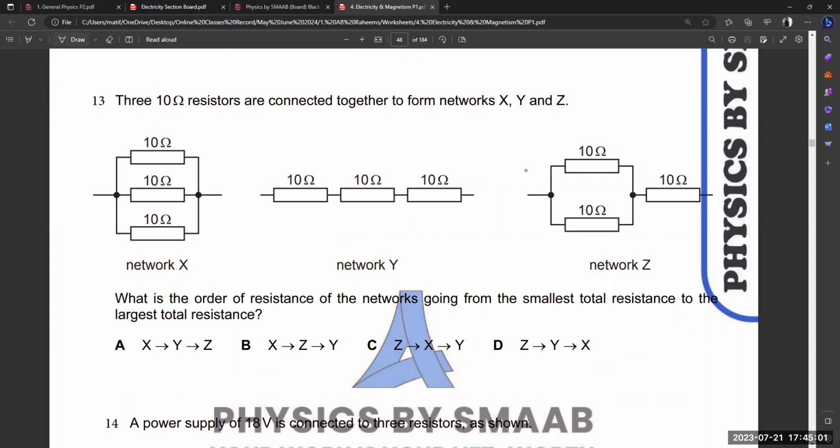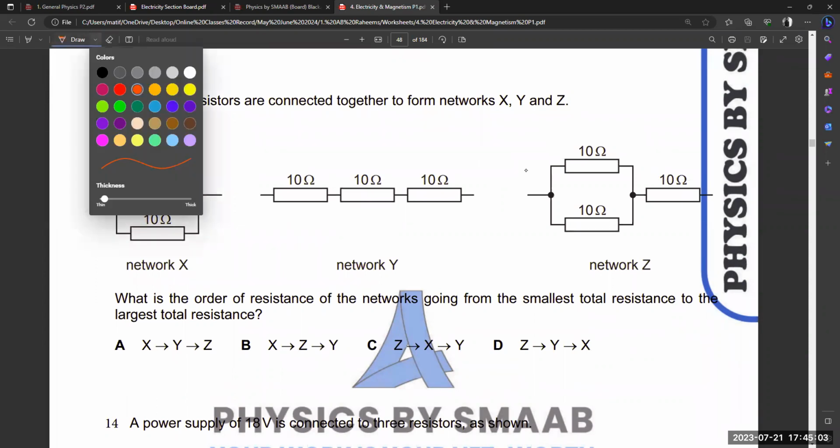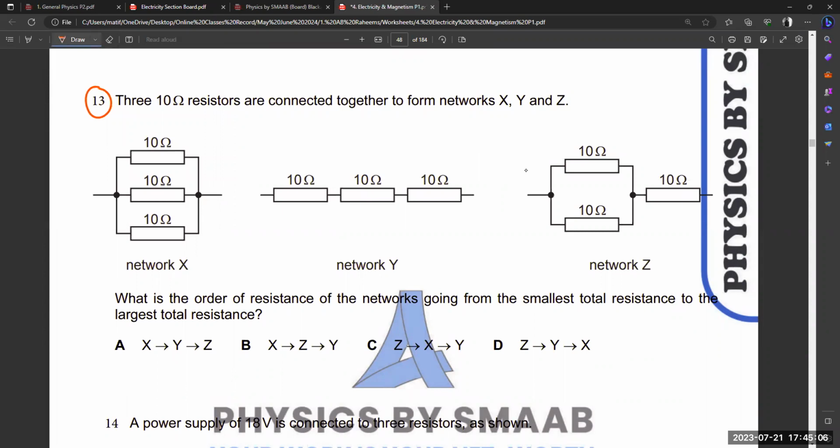Okay, now this is the first question, question number 13. In this question there are three different networks. The first one is network X, second one is network Y, third one is network Z, and there are different combinations, right? You need to find the order of resistance of the networks from smallest total resistance to the largest. So you need to find the equivalent resistance first. Then you are able to find which one is the smallest and which one is greater.